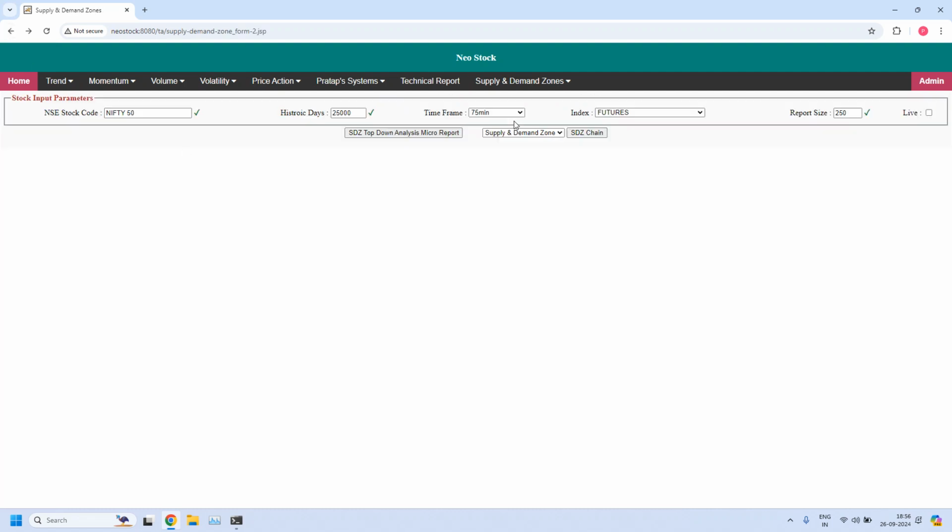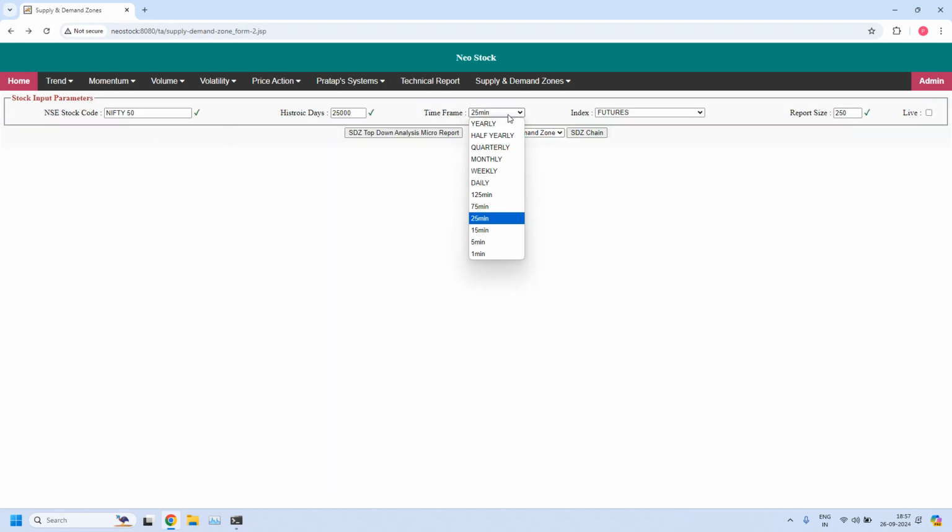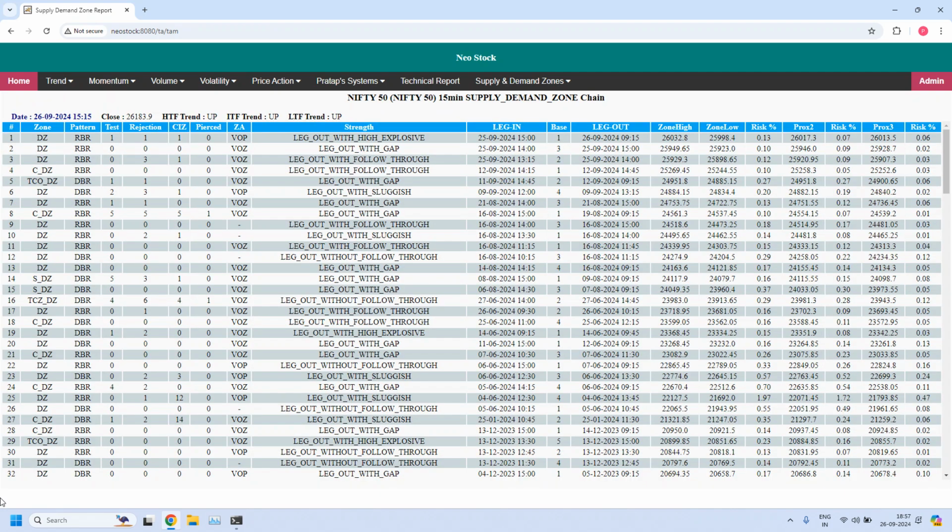Next time frame is 25 minutes. I am generating 25 minute supply demand zone chain for NIFTY. The next time frame is 15 minutes. I am generating 15 minute supply demand zone chain for NIFTY.